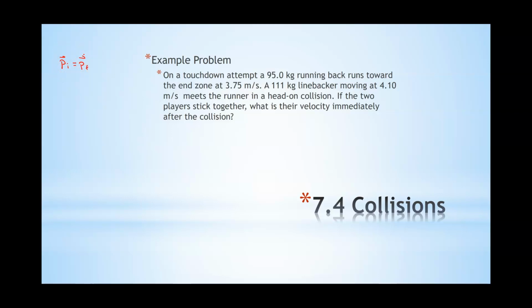On a touchdown attempt, a 95-kilogram running back runs towards the end zone at 3.75 meters per second. A 111-kilogram linebacker moving at 4.10 meters per second meets the runner in a head-on collision. If the two players stick together, what is their velocity immediately after the collision? Let's take a look at what that looks like.